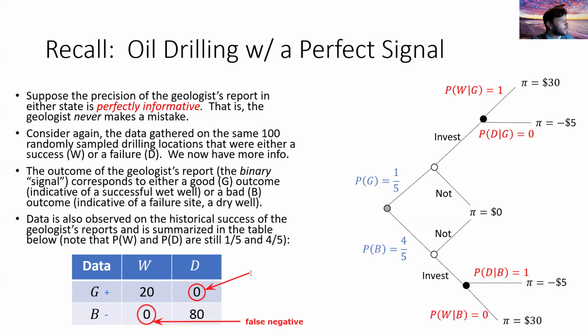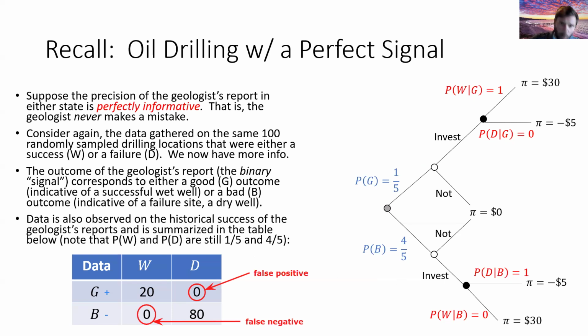Similarly, the zero in the top right would correspond to a situation where they would give a positive report, a good report, to a dry well, to the bad state, to a negative state. And doing so will be again an example of a false positive.